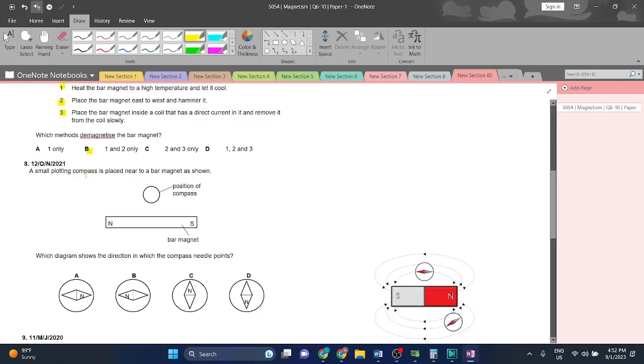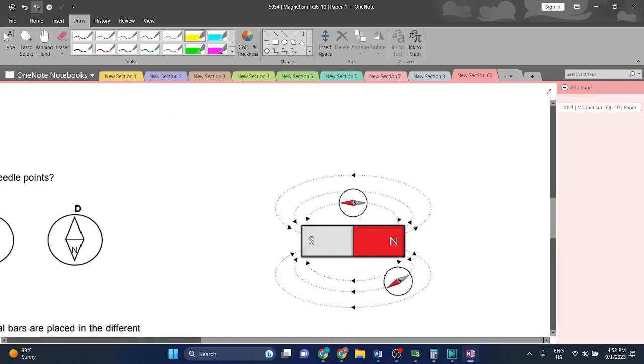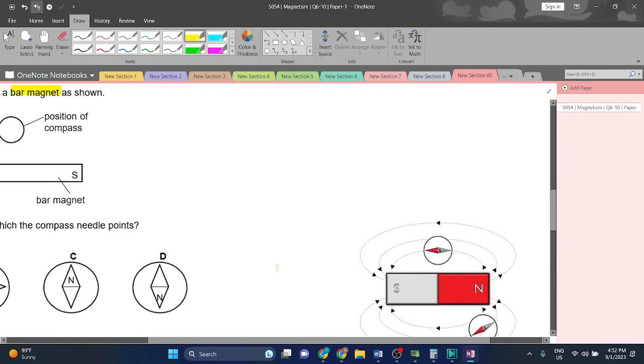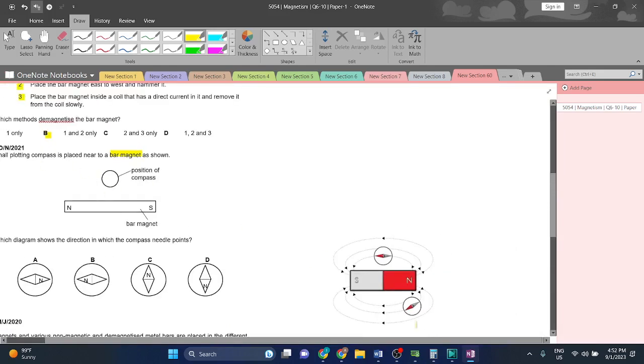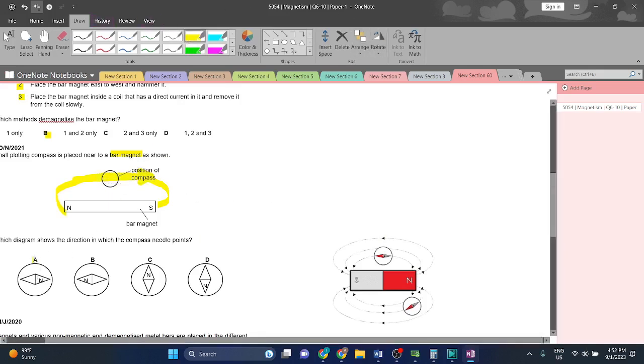Question 8. A small plotting compass is placed near a bar magnet as shown. Which diagram shows the direction in which the compass needle points? For example, I have shown you one here. So this is north and this is south. And if you place a compass here, then it will point in this direction. Okay? So what will the answer look like? It would look like A.